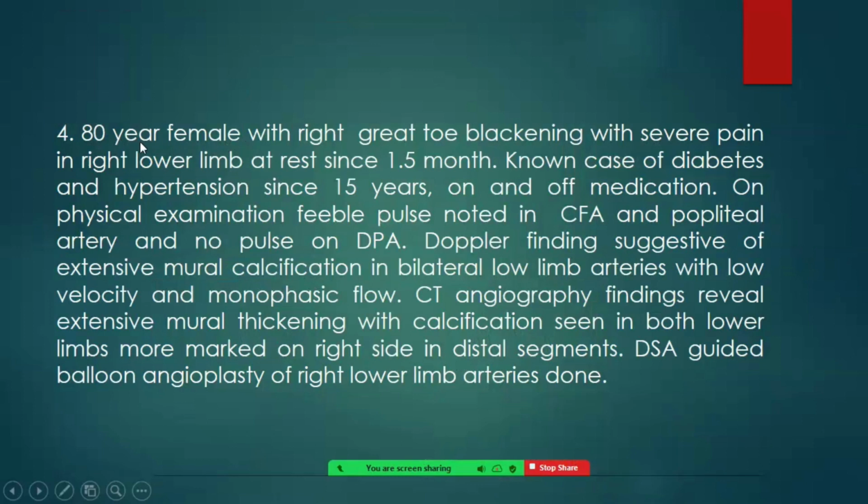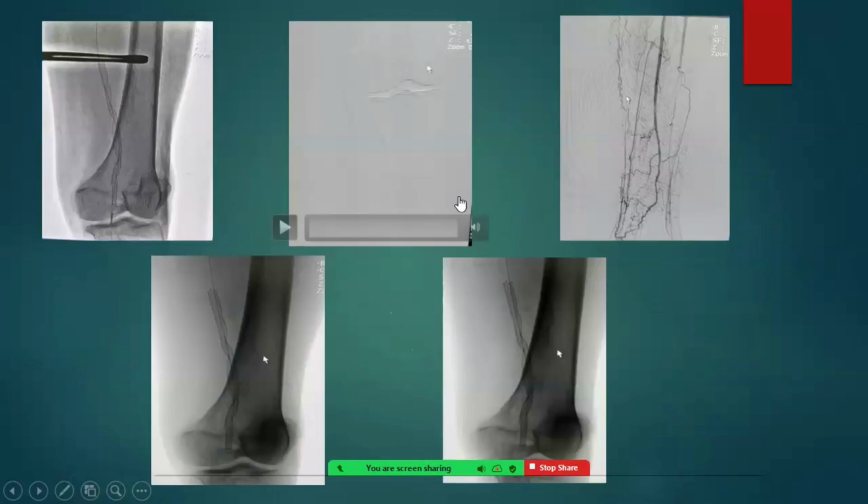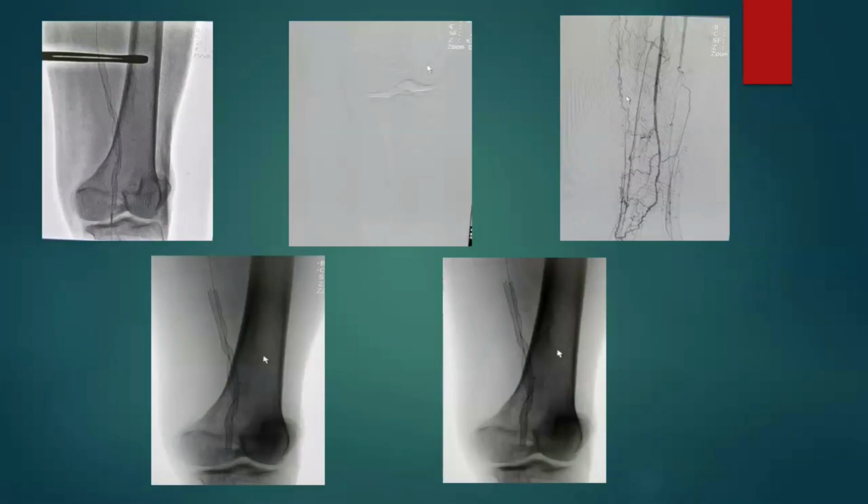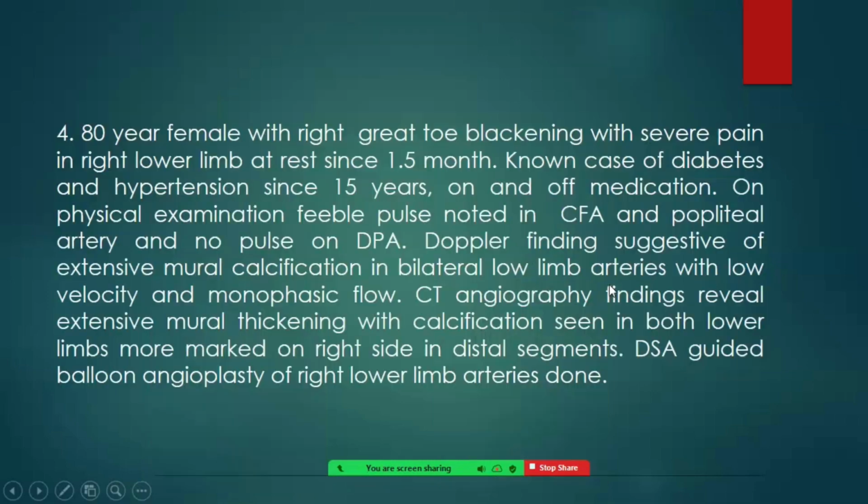This is another case, a female with right toe blackening. So the basic point is that we don't have to stent all the arterial segments, all the occluded segments. After the balloon angioplasty, we have to stent only the segments that have flow-limiting dissection. We have to stent only those segments.